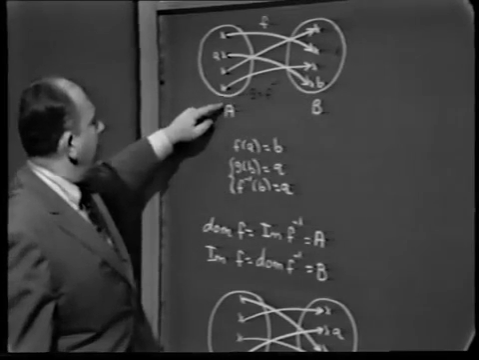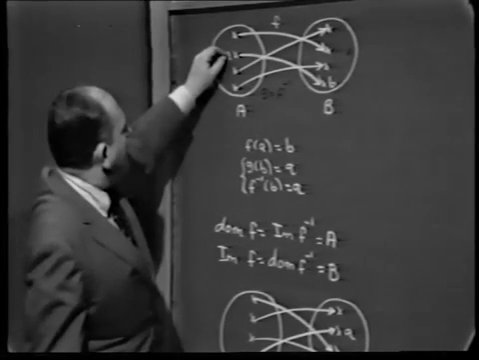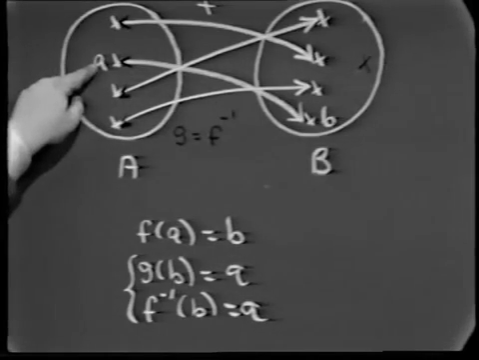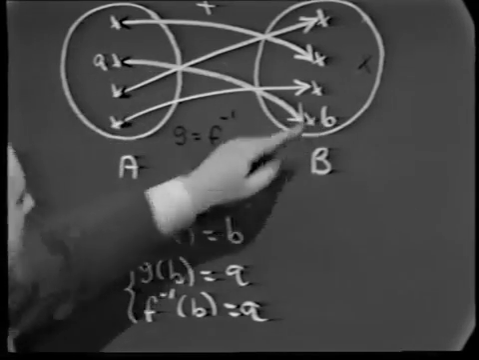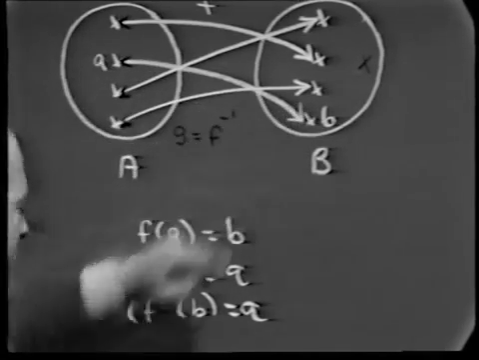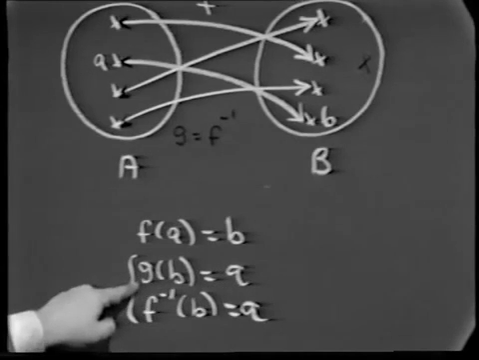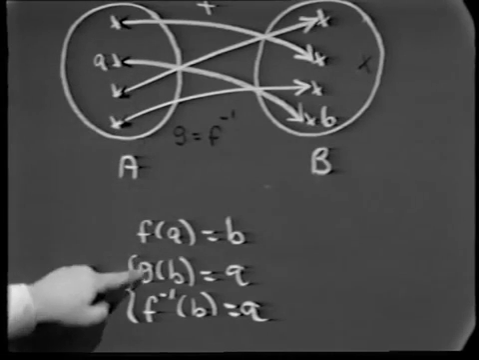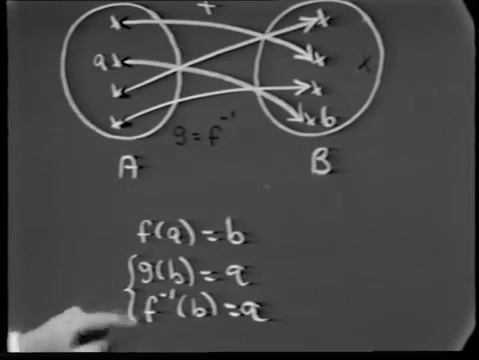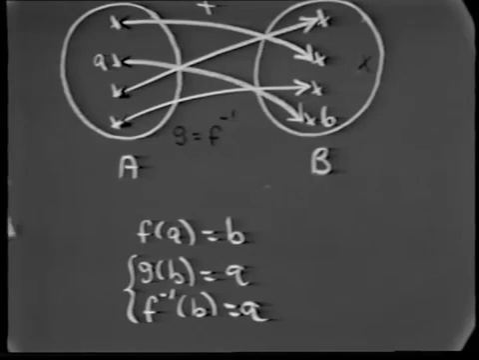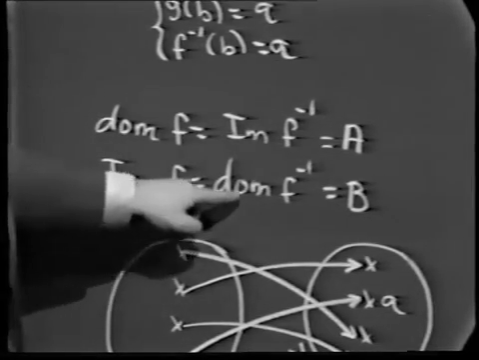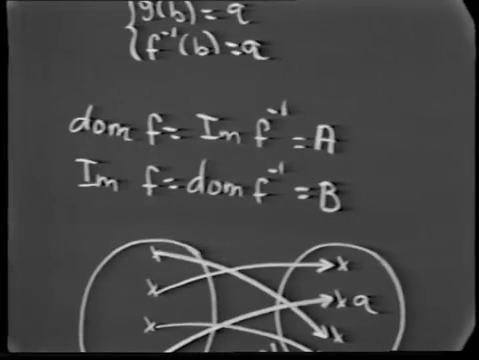And to make sure that we can read this all right, I have singled out a typical element of capital A, a typical element of capital B. Remember what our notation is? The notation is that f of a equals b, that the image of a under f is b. And to use that in terms of the inverse language, if I call g the function that I get when I reverse the arrowheads, g of b equals a, and g is what I'm calling f inverse. By way of further review, the domain of f is equal to the image of f inverse, and that's A. The image of f is the same as the domain of f inverse, and that's B.